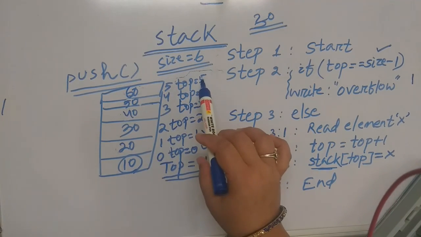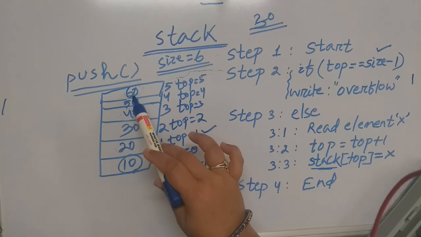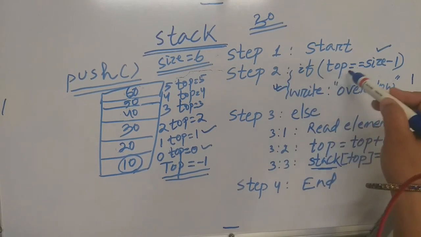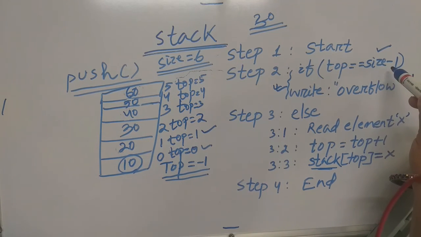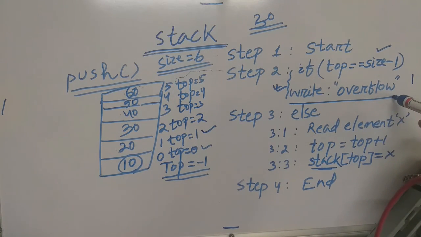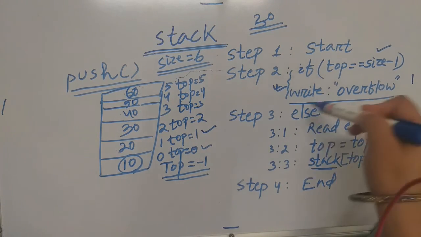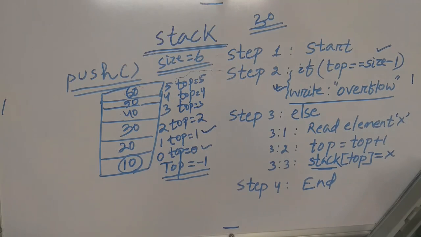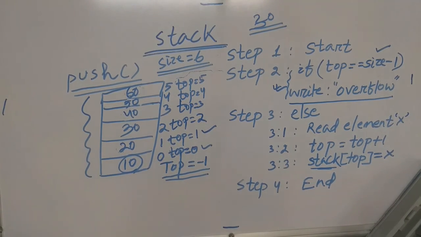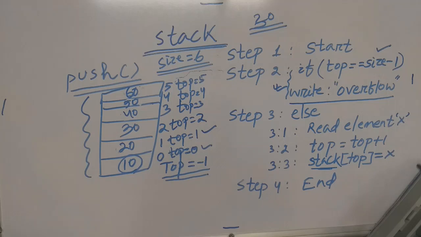Whenever it is 5 and we store 60, after that whenever we go to this line, if top is equal to size minus 1, then the answer is that it writes overflow. So this is all about the overflow condition. That means now the stack is full. So this is all about the push operation.